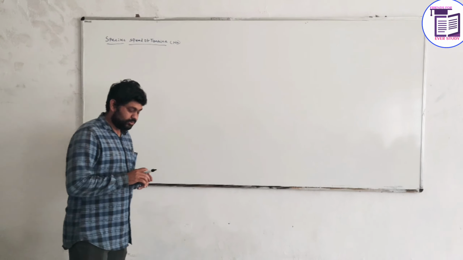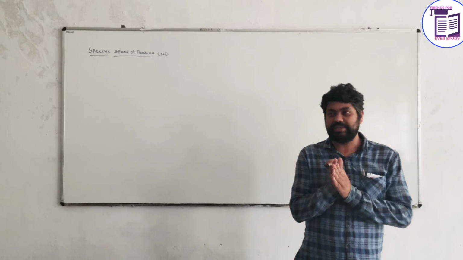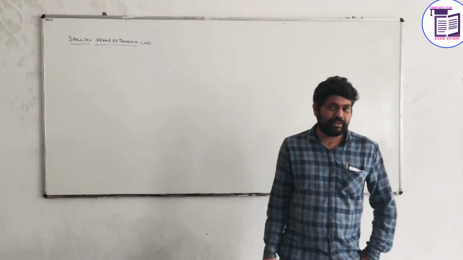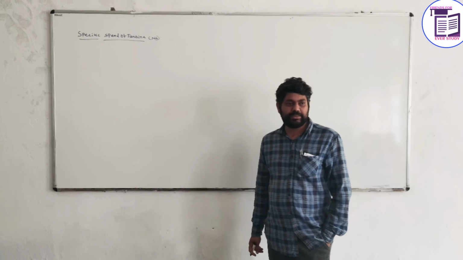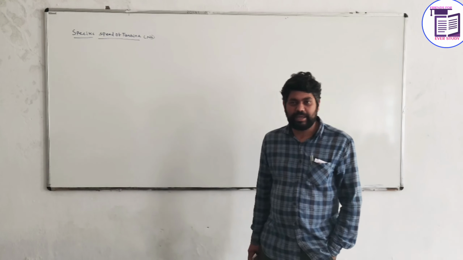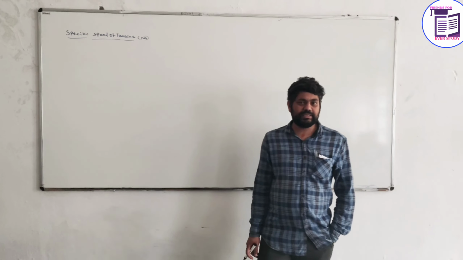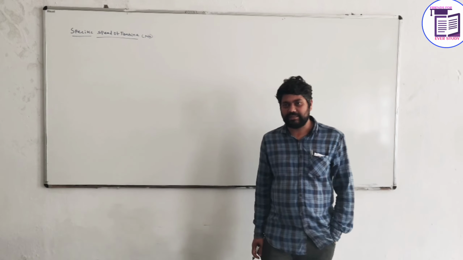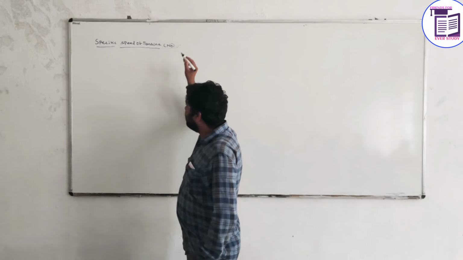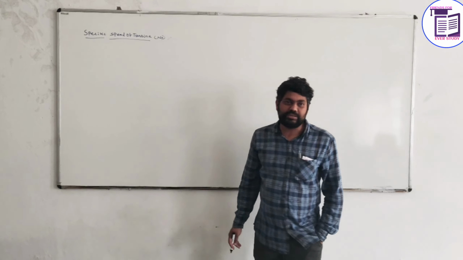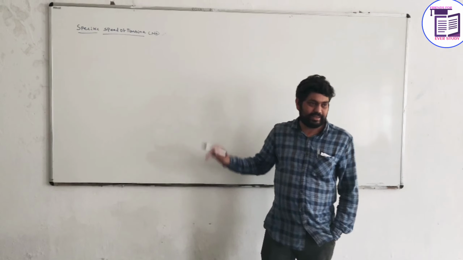Hello students, today we discuss specific speed of turbine. What is specific speed? If you consider the actual turbine for a practical issue, the speed depends on turbine power, head and the revolutions. Using this relation between turbine power, head and revolution, we can find the specific speed, denoted by Ns. Now let's find the relation of Ns with the power, head and number of revolutions.